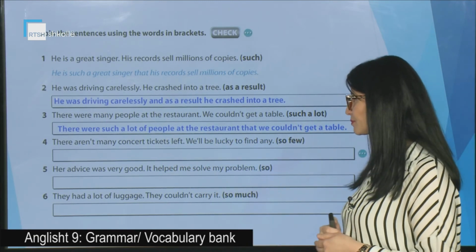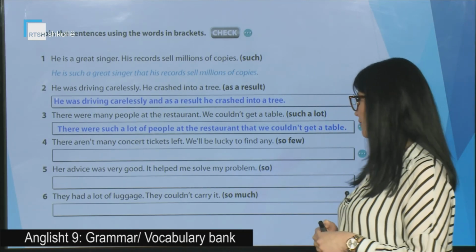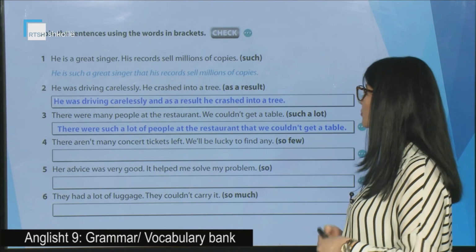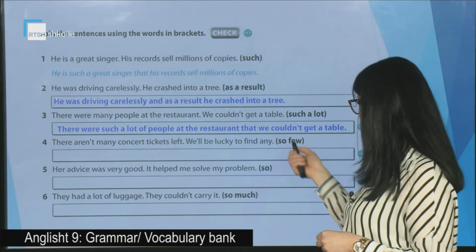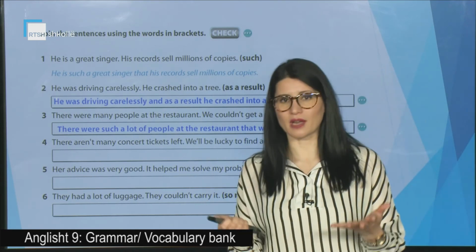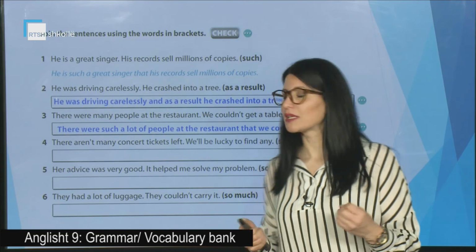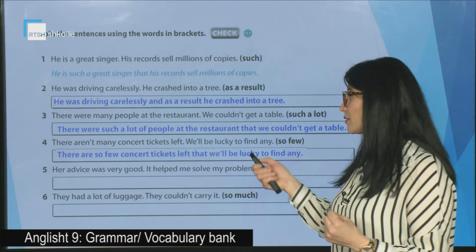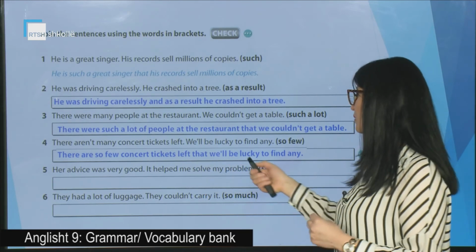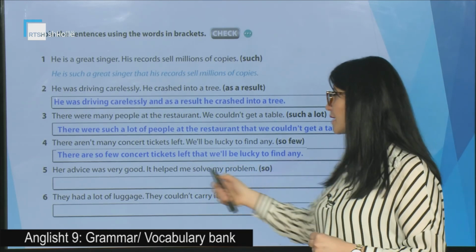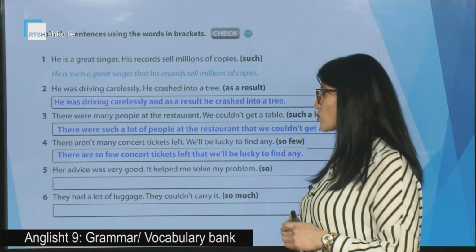Number 4. There aren't many concert tickets left. We'll be lucky to find any. So few. After the word few, we need a noun that is countable, right? So there are so few concert tickets left that we'll be lucky to find any, and here it is concert tickets.